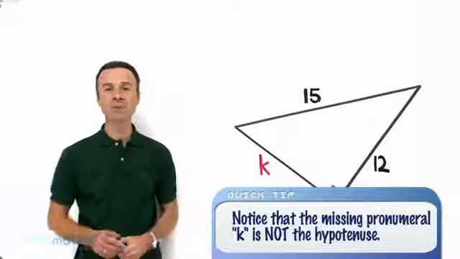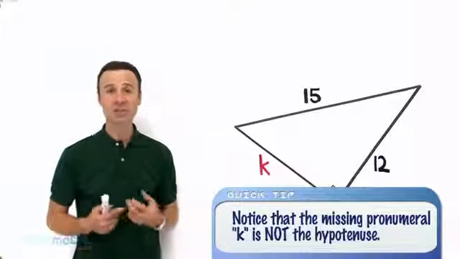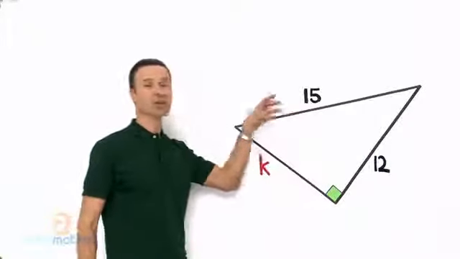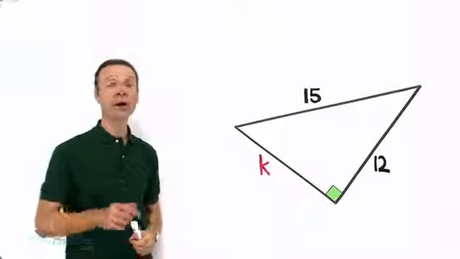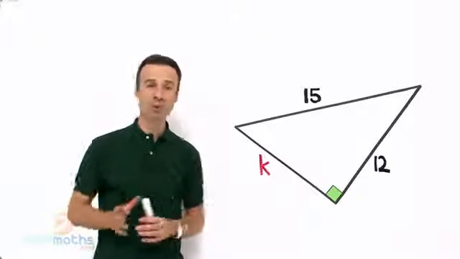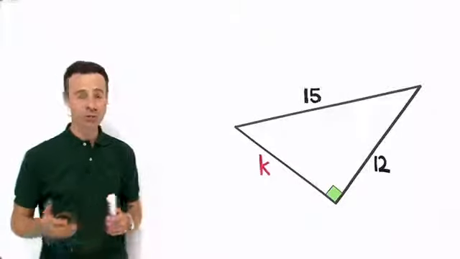So what are the three steps? Step number one, we write down the Pythagorean equation. Step number two, we drag and drop or substitute the values we have into the equation. And finally, the last step is we take square roots to both sides and we can come up with what k is. So let's go through the three steps.